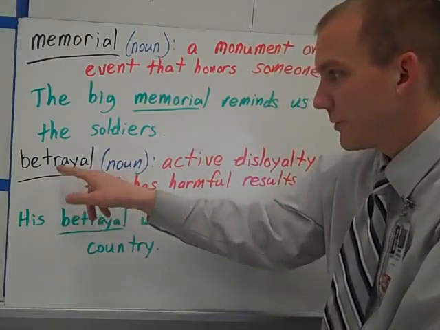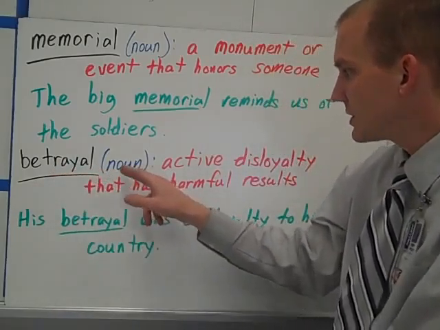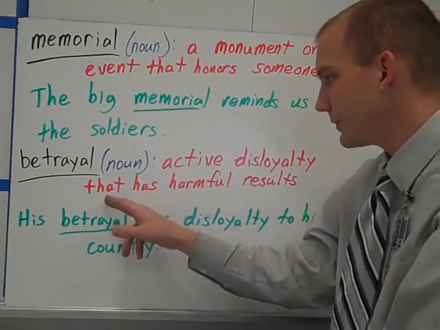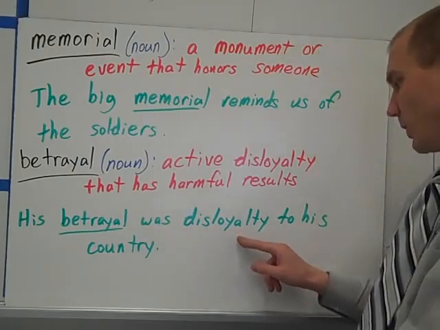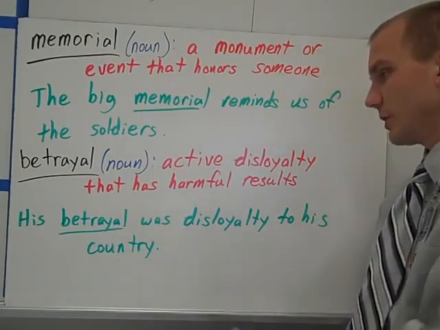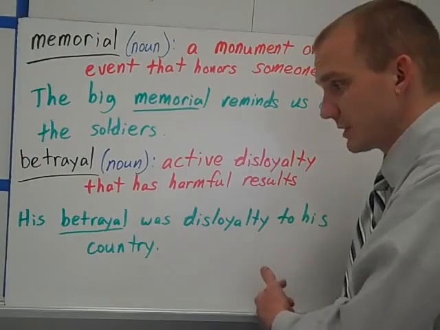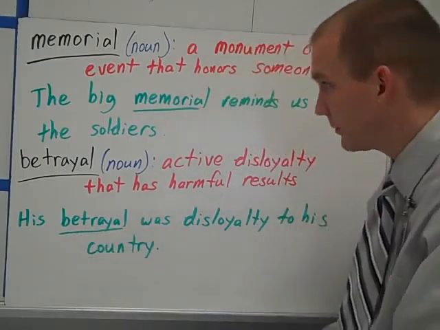Betrayal comes from the verb betray. It's a noun. It's an active disloyalty that has harmful results. His betrayal was disloyalty to his country. So he betrayed his country when he was disloyal, and that's called a betrayal.